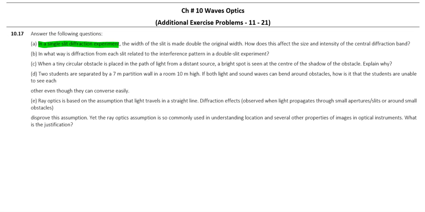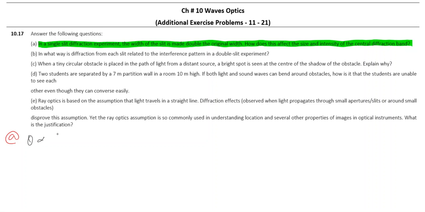in a single slit diffraction experiment, the width of the slit is made double the original width. How does this affect the size and intensity of central diffraction band? So we know that the bending theta is directly proportional to lambda by d, where d is width. So if you make this width double, obviously this bending will be reduced, and hence the fringes will be confined to less distance, they will be crowded more. Moreover, intensity is proportional to square of width. So if you double the width, intensity will become 4 times.